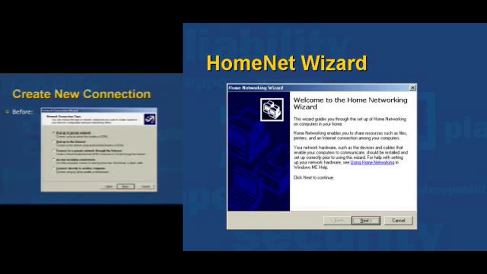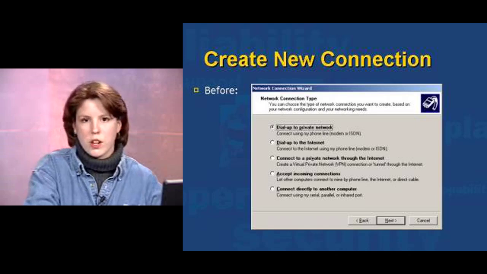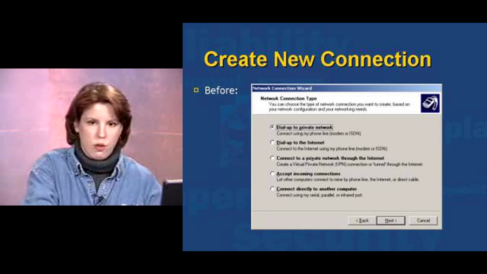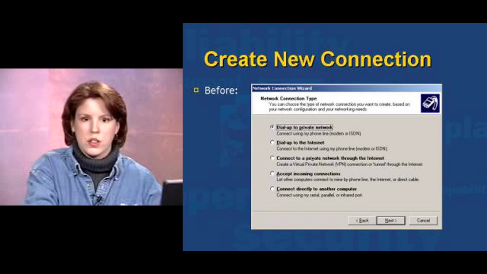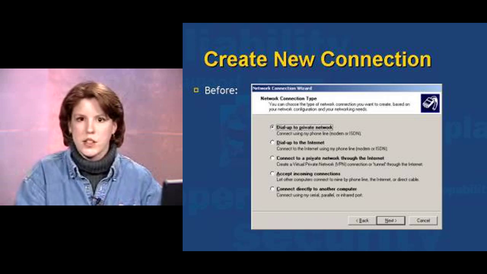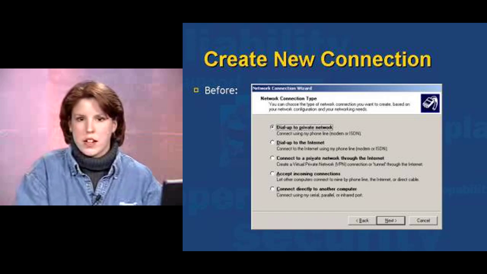Create New Connection. This is what it looks like right now. You have a bunch of different options. It's very difficult to tell what dial up to a private network means versus virtual private network. We're going to try to make those simplified for users so that they're only looking at 3 options, and it's obvious, based on location and the type of tasks that they want to do, what type of connection they should set up.